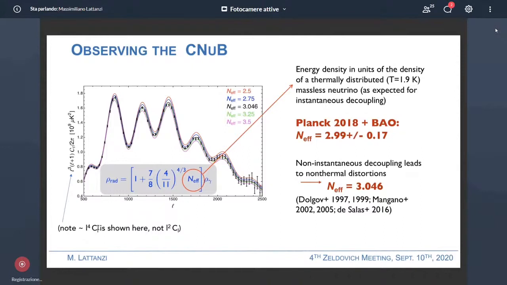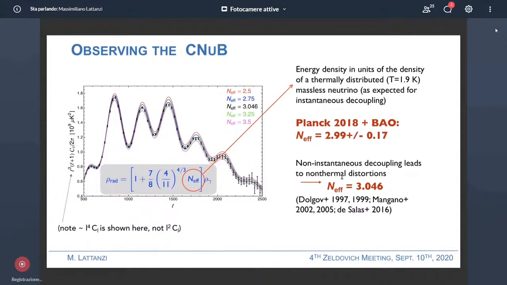Now we would expect this number should be 3. It's not actually 3, it's slightly larger than that because neutrino decoupling is not instantaneous. This was realized first by Sasha Dolgov in the 90s, and then calculations have been refined especially by groups in Valencia and Naples. And now this is the number that people use at present, which is 3.046.